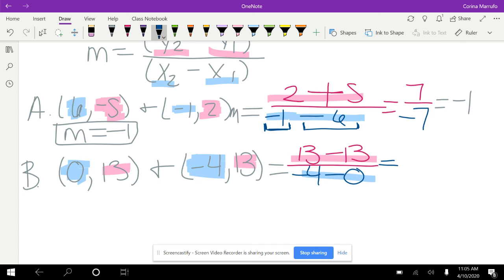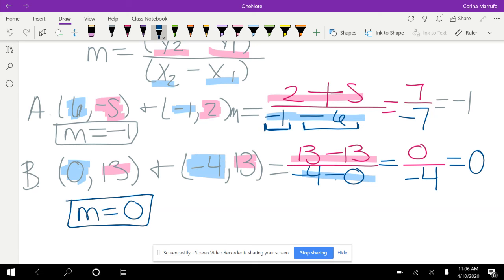Equal. So on the top, 13 minus 13 ends up giving us 0. And then on the bottom, if you have -4 and you take away 0, that means you have -4. And then when you have 0 divided by -4, that's just going to give you 0. So that means that our slope, m, is equal to 0.